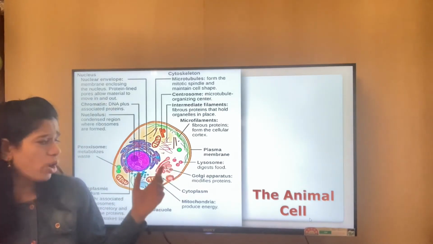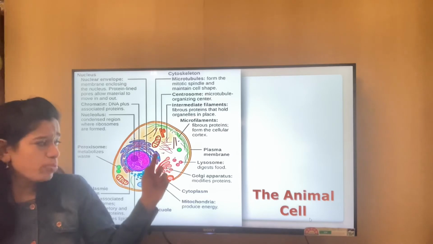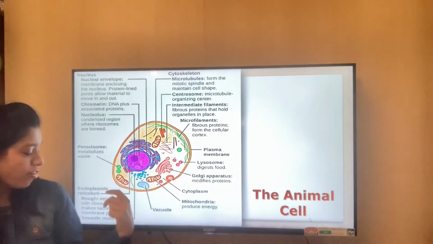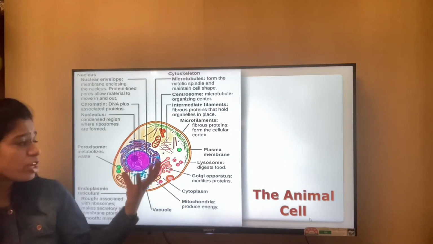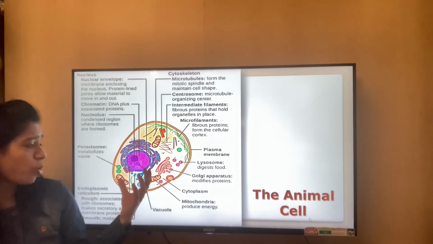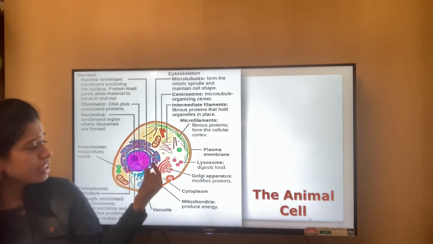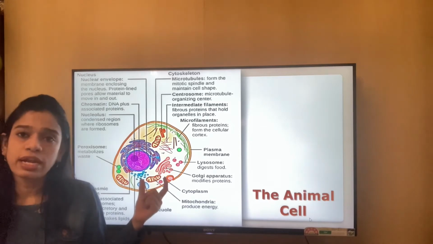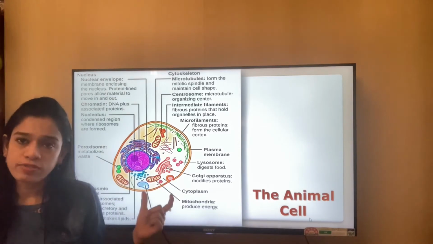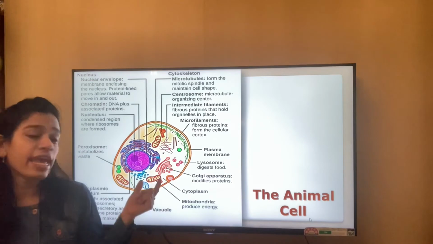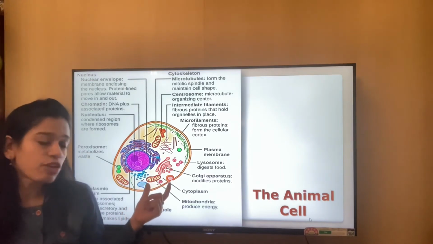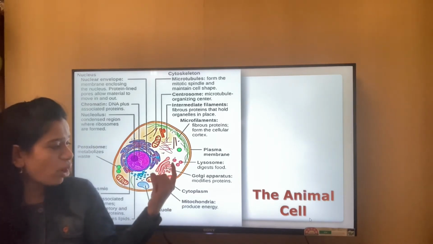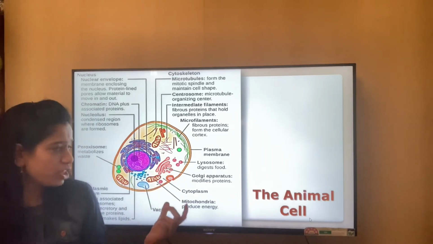Now starting with the organelles, this is the endoplasmic reticulum, which, due to the presence of the ribosomes, is called the rough endoplasmic reticulum. It helps in the secretion of proteins. After this endoplasmic reticulum, this is the mitochondria, also known as the powerhouse of the cell, because it is here that the energy is produced. ATP is released for the functioning of the cell. And this is the Golgi apparatus, which helps in the modification of protein.